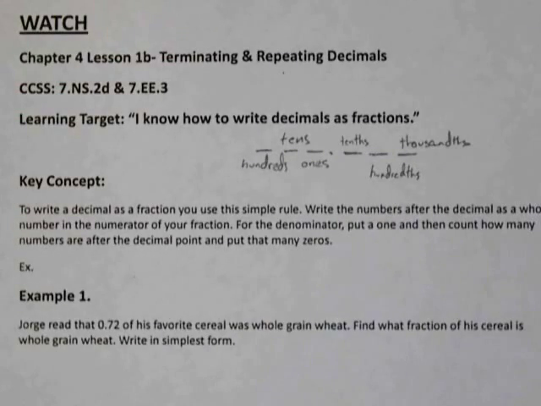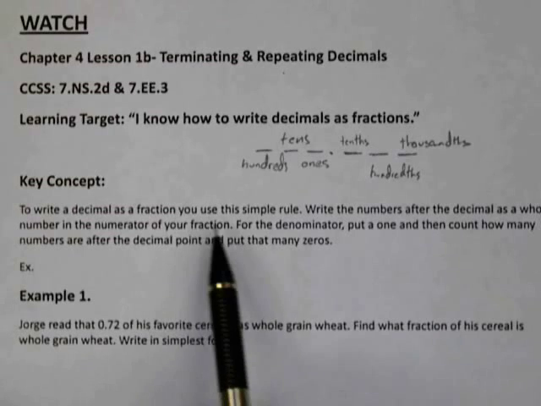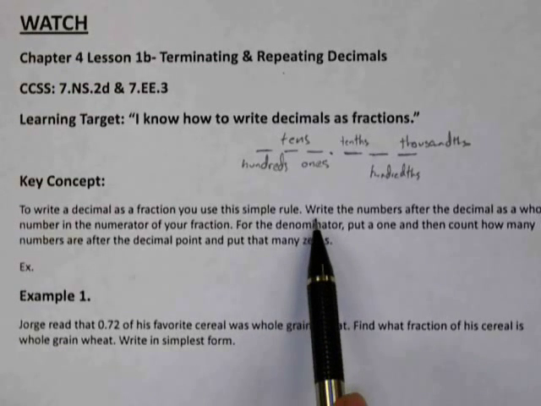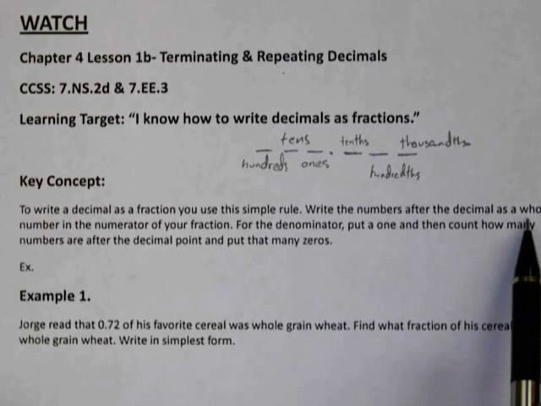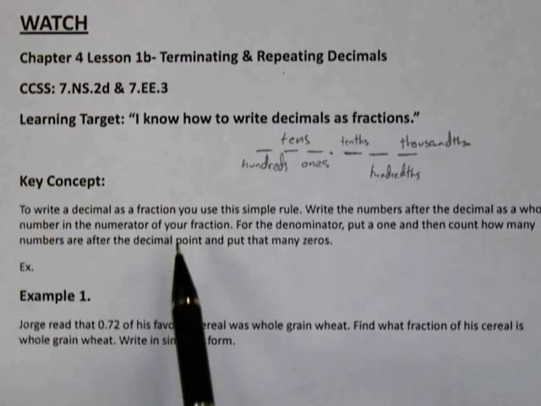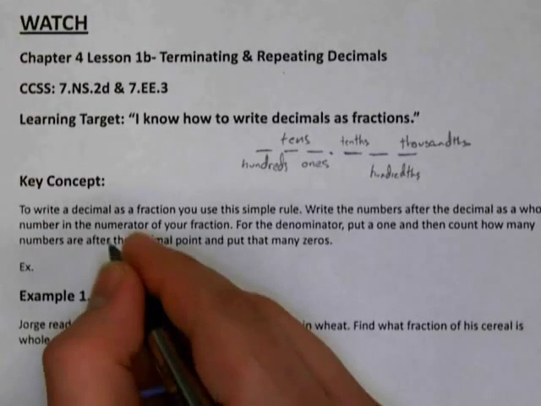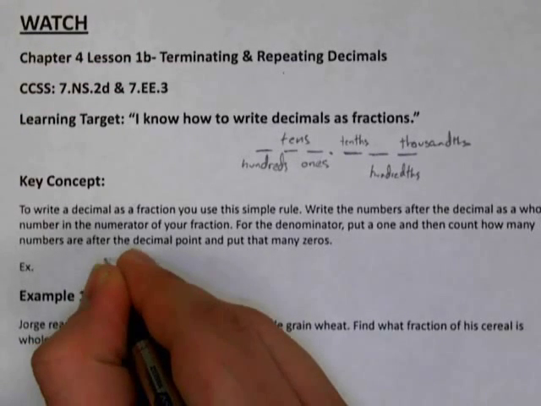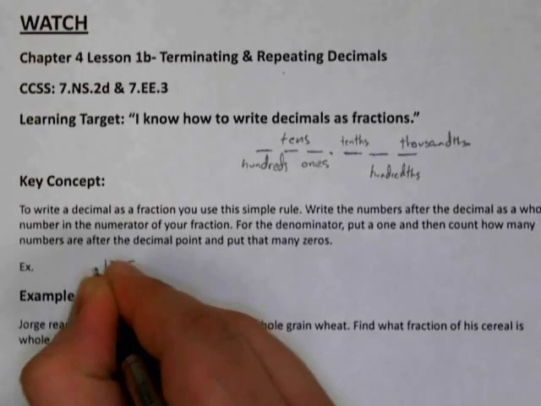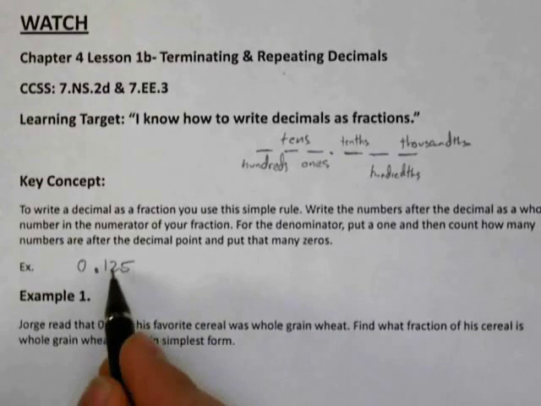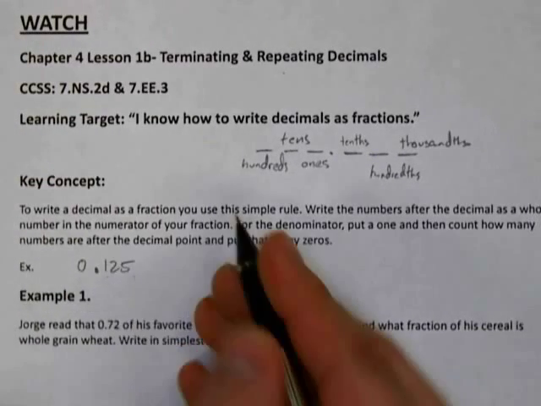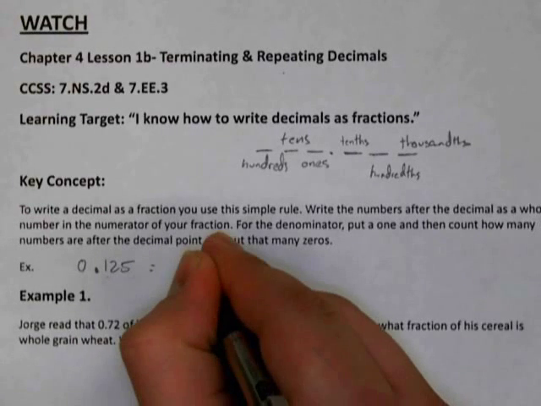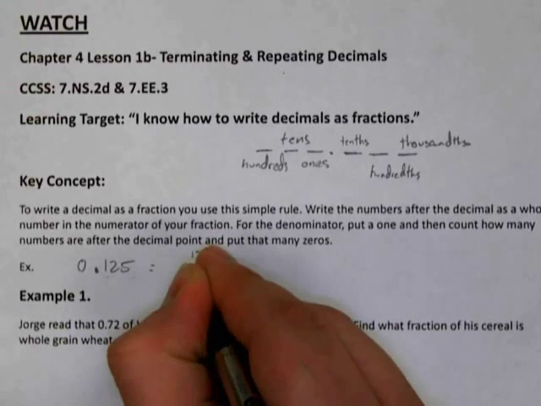So the key concept here is to write a decimal as a fraction, you use this simple rule. Write the numbers after the decimal as a whole number in the numerator of your fraction. So for example, if we have 0.125 as our decimal, we're going to write these numbers after the decimal as a whole number in our fraction. So that'd be 125.